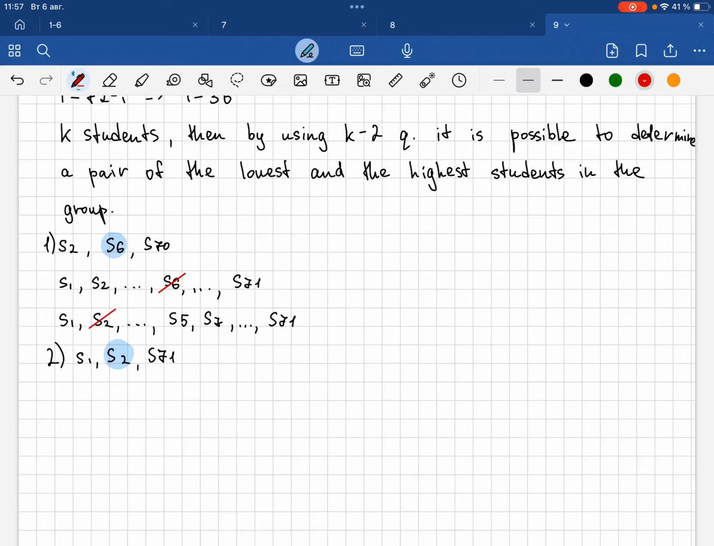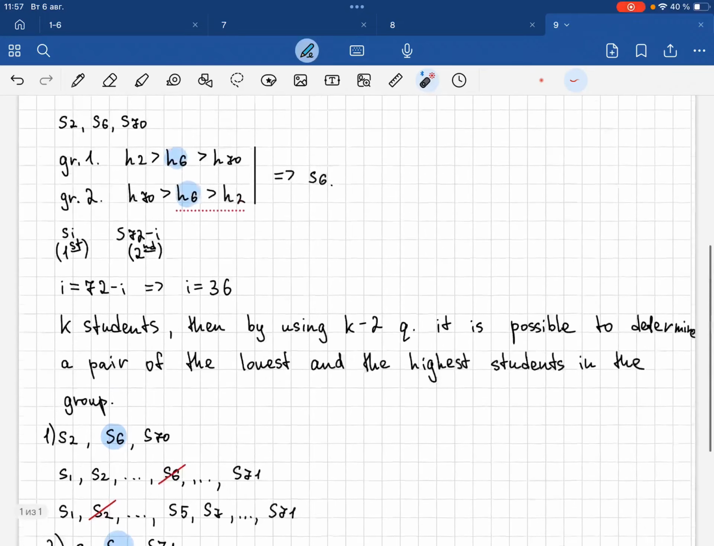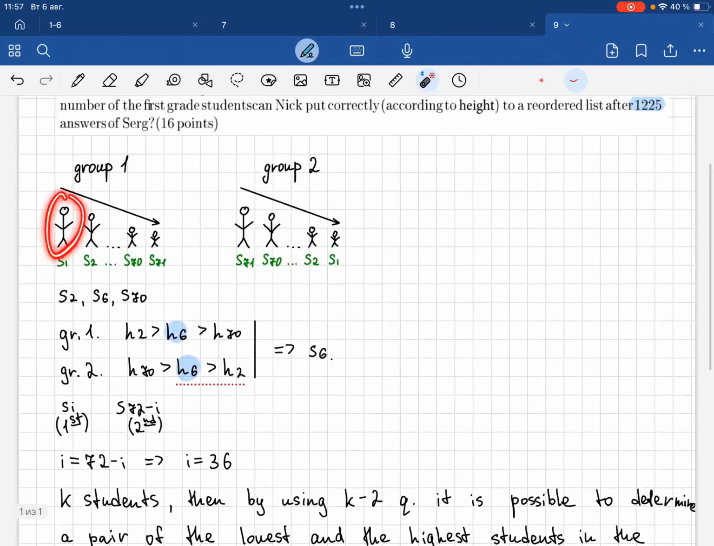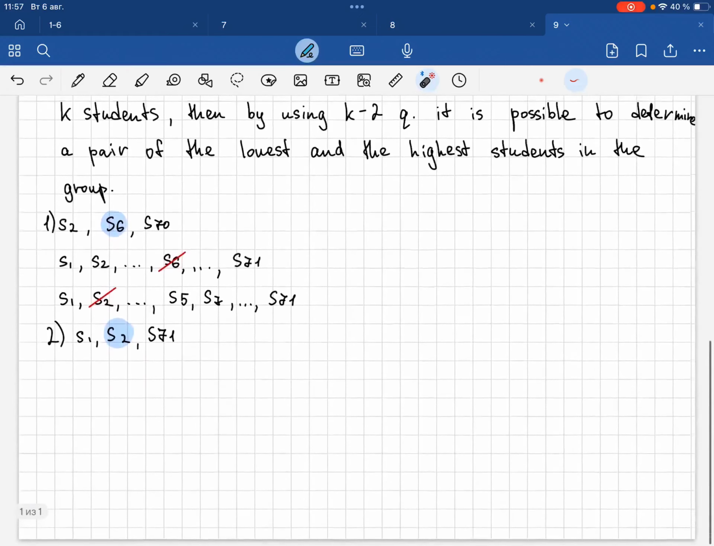Obviously, our lowest and highest students cannot be crossed out in this way, so we'll never cross out this S1 and S71. These two students are extreme in terms of height in these two groups given in the example.